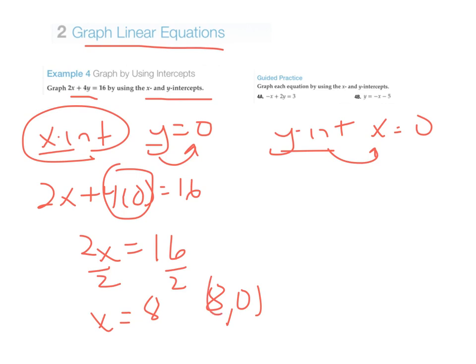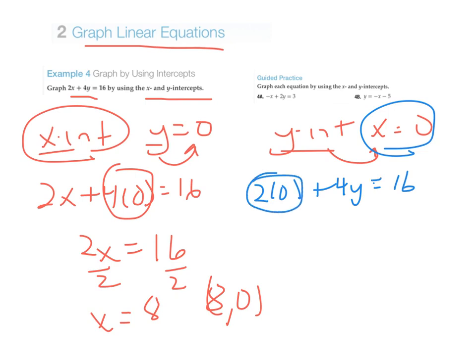Let's look over here at this problem. We want to find the y-intercept. To find the y-intercept, I'm going to make x 0 in the same equation. So now it's 2 times 0 plus 4y equals 16. Once again, the x disappears because that's 0, so we're left with 4y equals 16. So you're eliminating one of the variables when you're trying to find the intercepts. Divide by 4, divide by 4. So my y-intercept is 4, or in this case, (0, 4) is the coordinate.